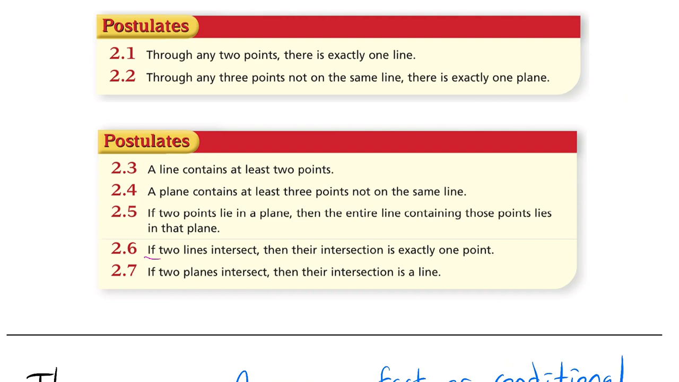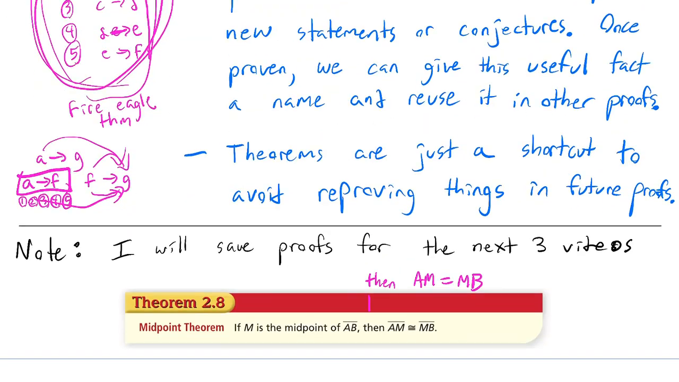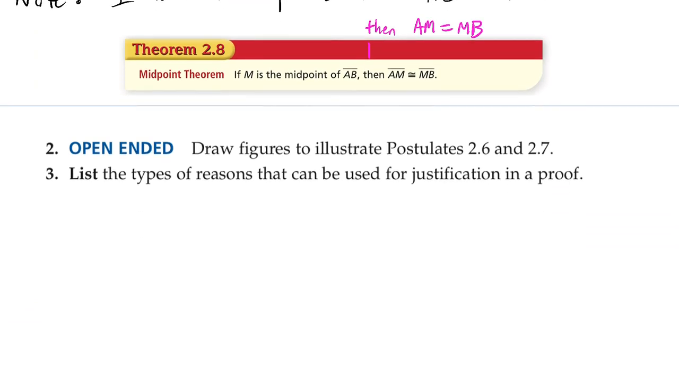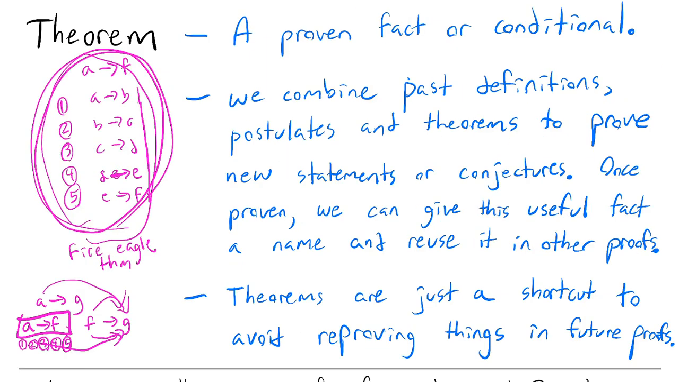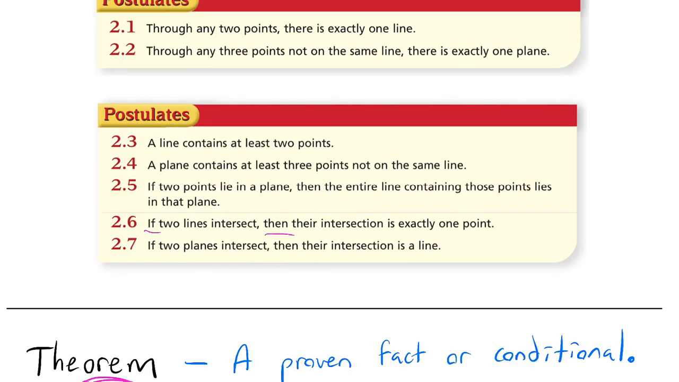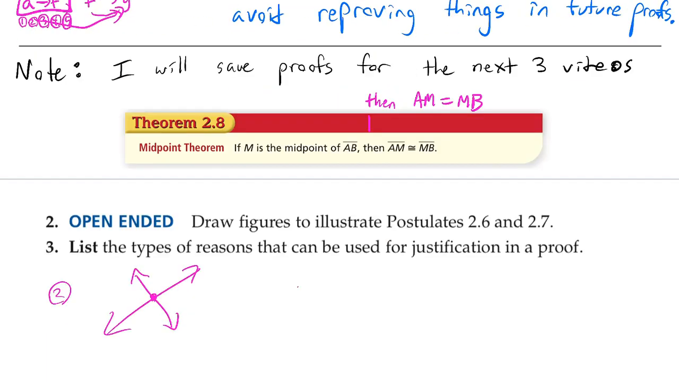So the if and the then is kind of hard to portray in a picture, but we can definitely draw a picture of 2 lines that intersect. So this is for 2. And so here's 2 lines that intersect, and they intersect in exactly 1 point, right? And then 2.7 says, if 2 planes intersect, then their intersection is a line, okay?